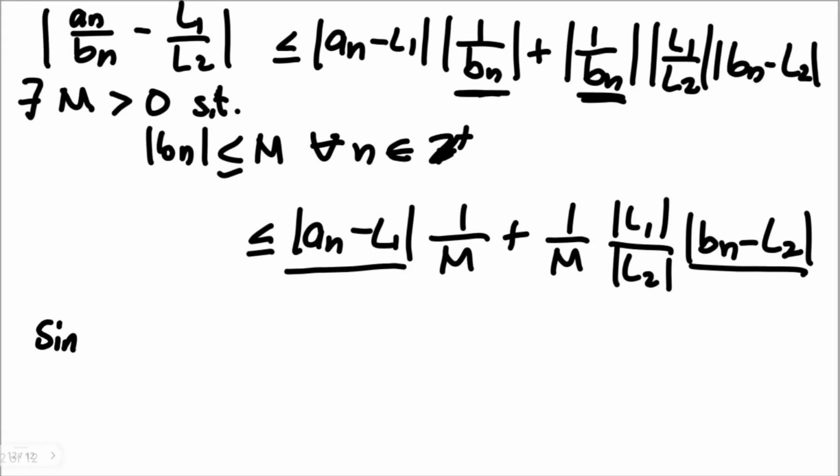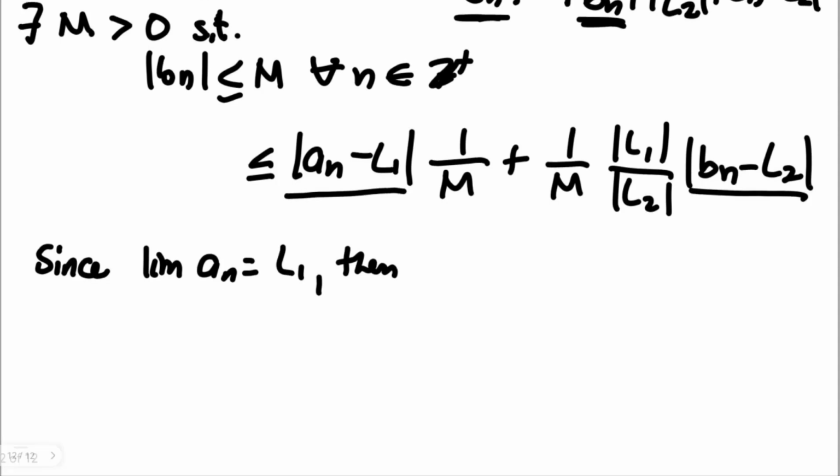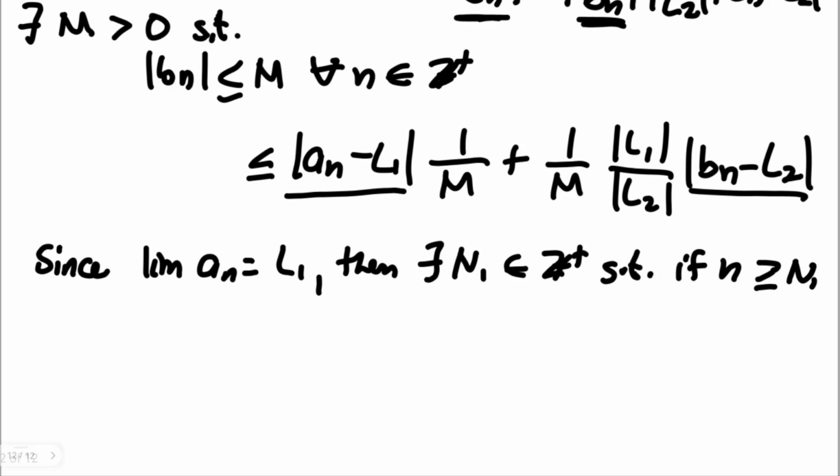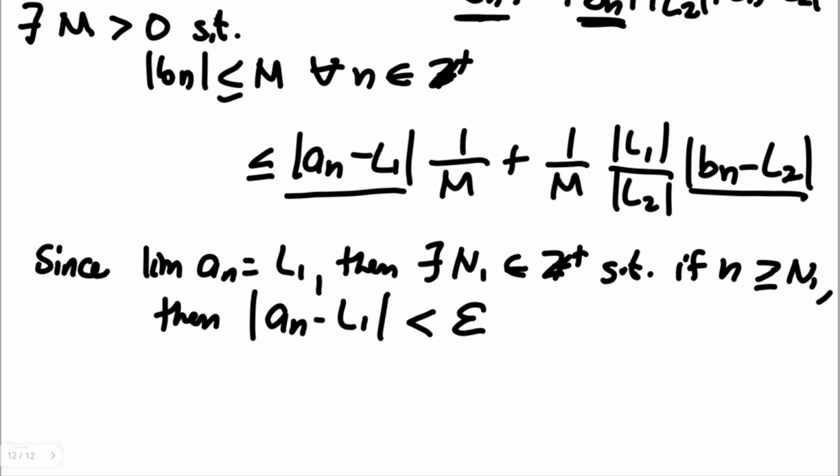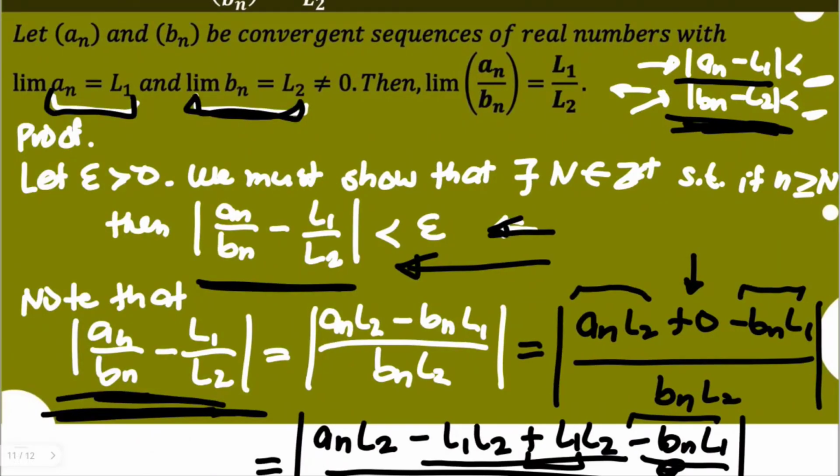So since the limit of a sub n is equal to L sub 1, take note of this. This is similar to what happens to our forms earlier dealing with the addition of limits of sequences. We have the difference of sequences as well. There exists n sub 1, an element of Z plus, such that if n is greater than or equal to n sub 1, then the absolute value of a sub n minus L sub 1 is less than... This is where it gets tricky. It should be epsilon, right? However, take note, there are two of them.